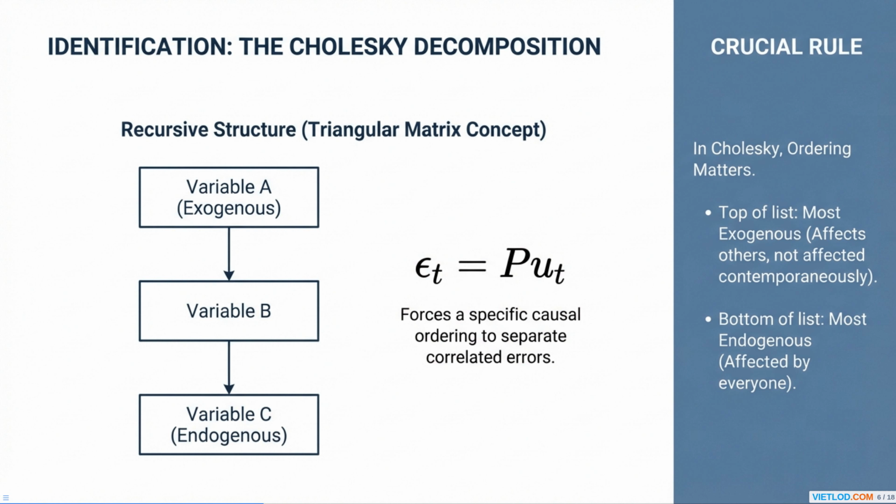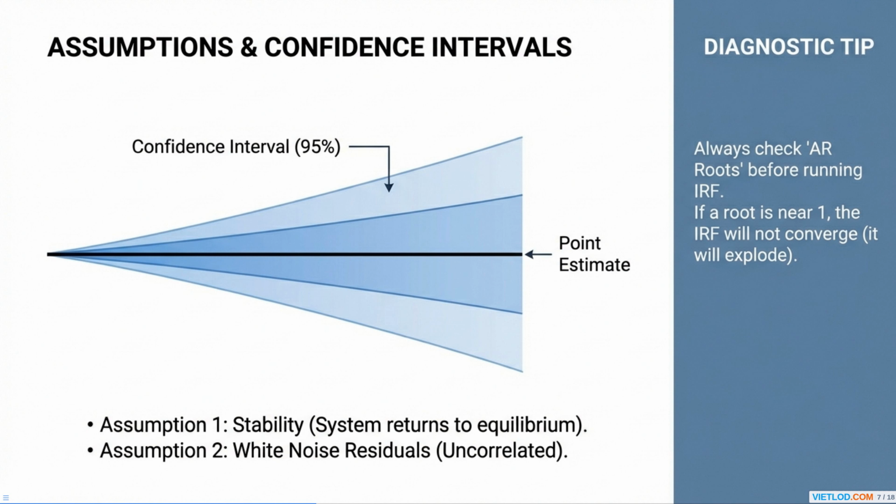The crucial rule here is that ordering matters. The variable placed first in the ordering is considered the most exogenous. It affects all other variables contemporaneously, but is not affected by them within the same period. Conversely, the last variable in the ordering is the most endogenous. It is affected by all other variables contemporaneously. This decomposition forces a specific causal ordering to separate correlated errors effectively.